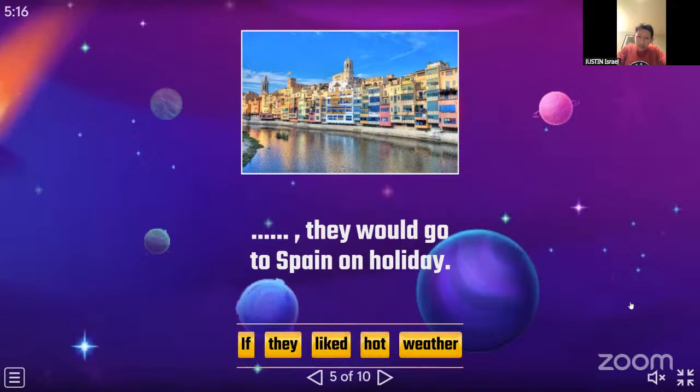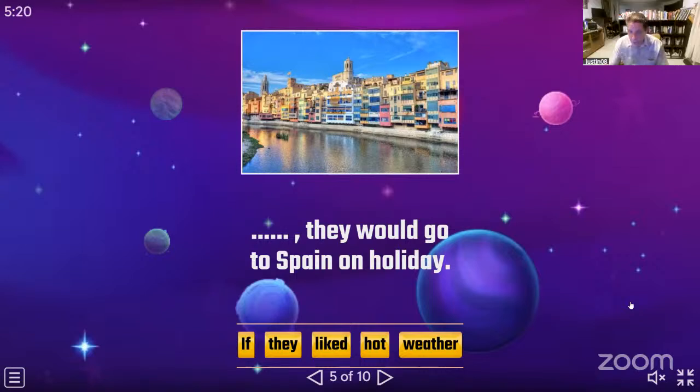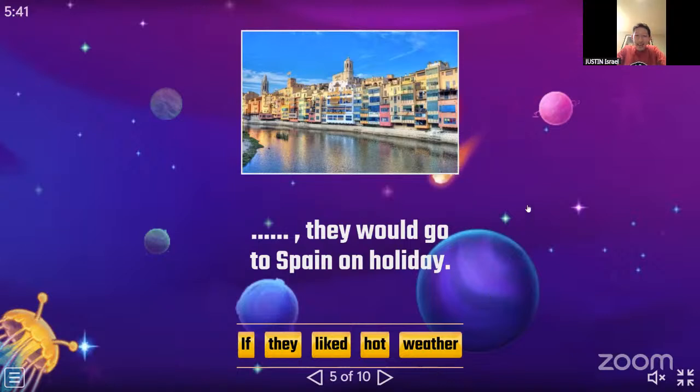No, they don't like hot weather. Yeah, they actually don't like it. So that's why the situation is not real. But if they liked hot weather, they would go to Spain on holiday, and they could very well come here to Thailand as well, because of course Thailand is also very hot. What about Canada, Jay? Would Canada be a good place to visit if you like hot weather? No, Canada's really cold. Yeah, exactly.